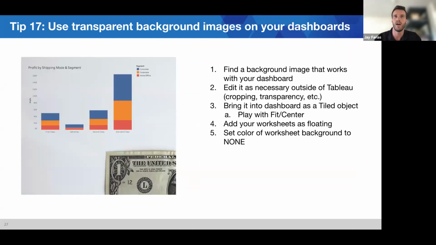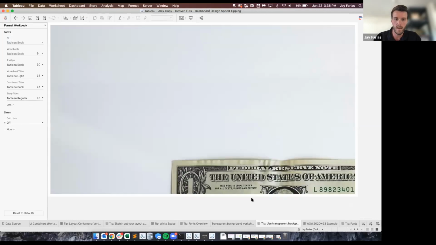Tip 17, it's great to use images in your dashboard, especially as transparent backgrounds. 2018.3 brought new updates to this feature and made it much more straightforward and customizable. And we will look at a quick example here. So here, the first thing you're going to want to do is bring in an image. Before you bring it in, you're going to want to make sure you do all of the editing, like cropping or adjusting transparency, before you bring it in. And then you'll bring it in as a tiled object. You can center this if you would like, but I kind of like it in the corner here.